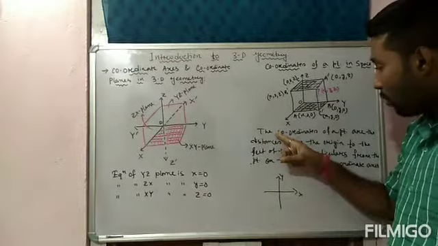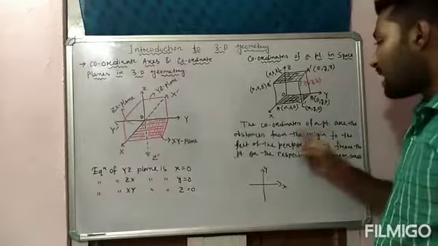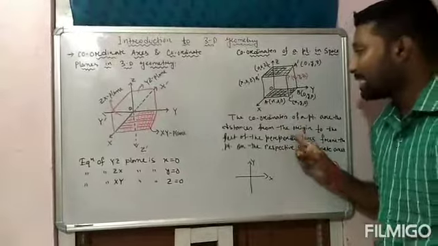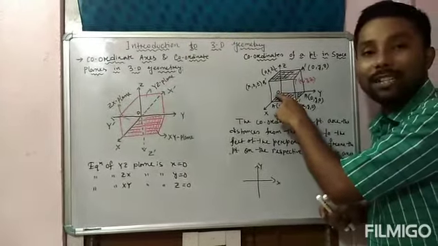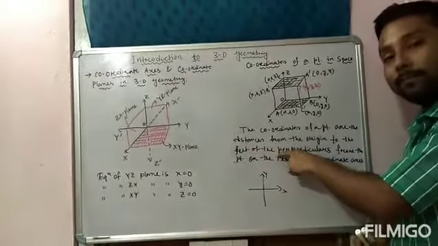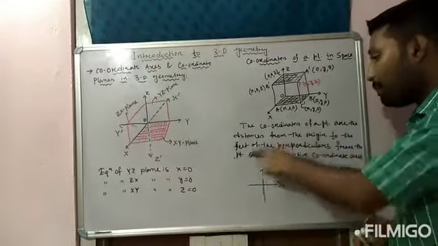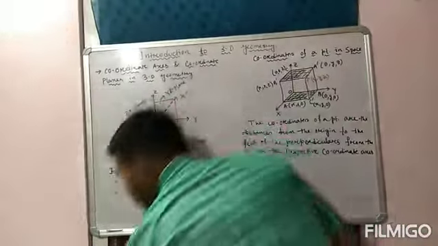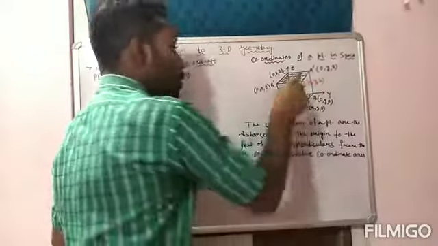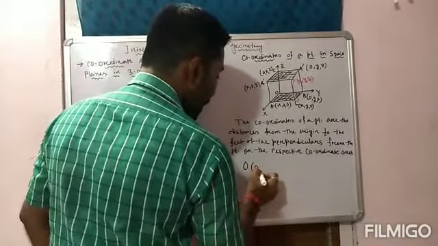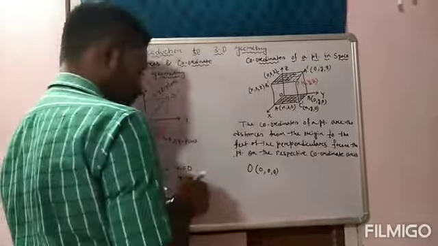ठीक है, the coordinates of a point are the distances from the origin. This is origin whose coordinates are 0, 0, 0 to the feet of the perpendicular from the point on the respective coordinate axis. अभी देखो. Here O is the origin and we know the coordinates of O are 0, 0, 0.